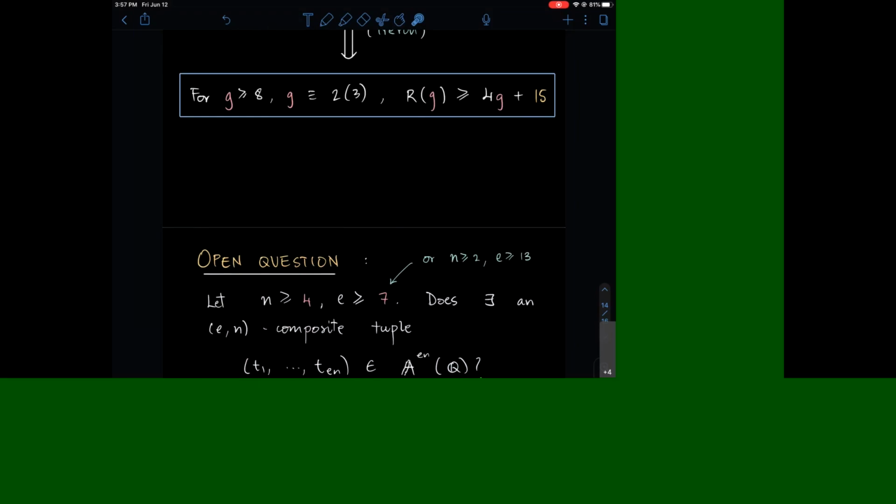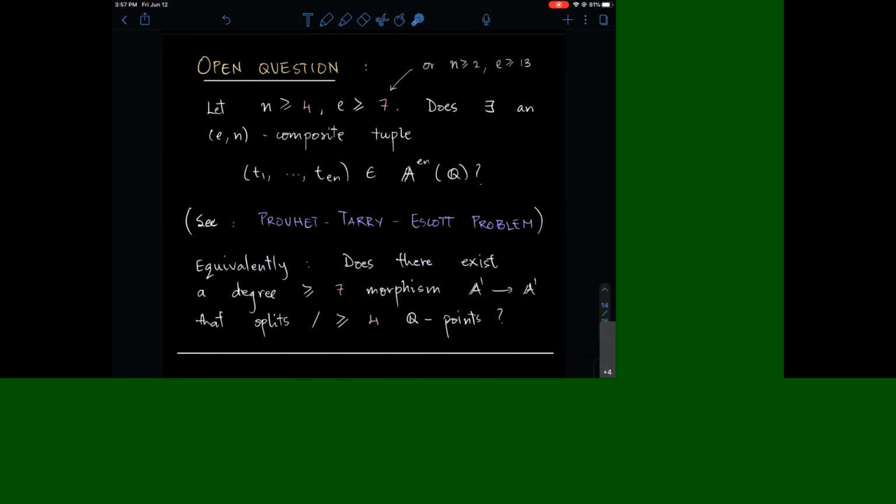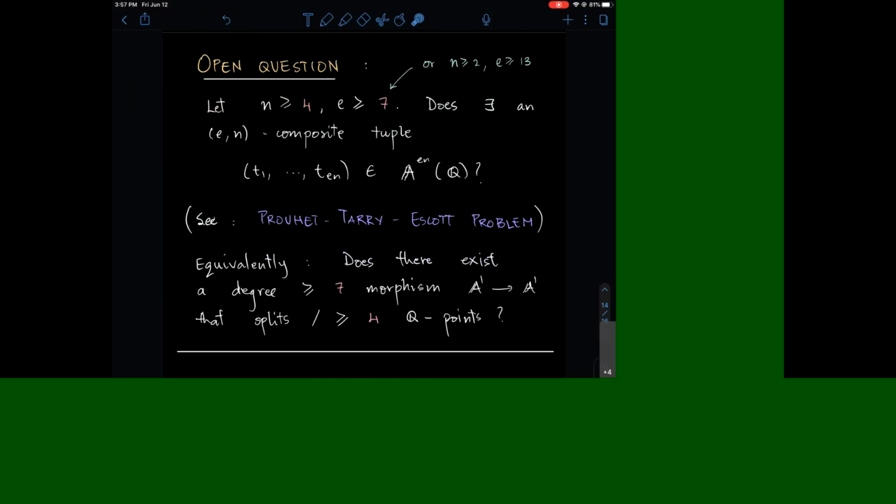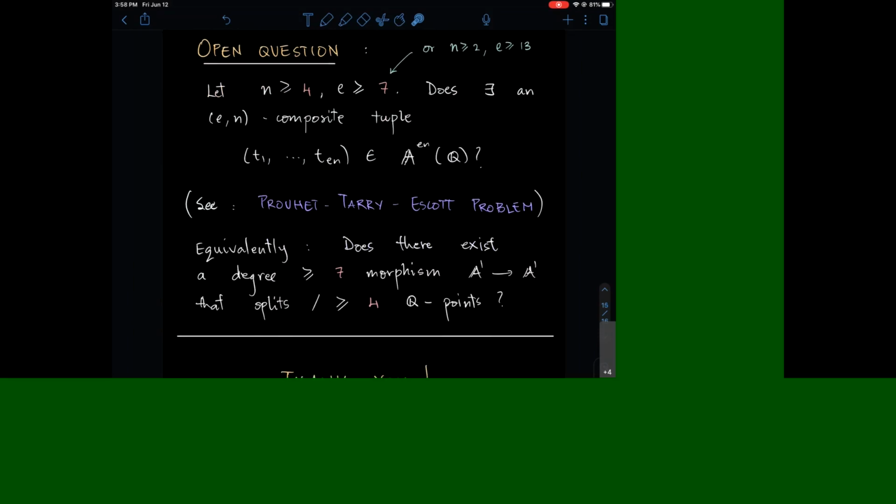And I believe I'm out of time, so I'll just leave this slide open, which is, if you find a positive answer to this open question, then you have a very good chance of improving these bounds. And if you actually find a rational variety's worth of positive answers to this question, then you would stand to improve that R of G bound even further. And this is related to a classical problem of Diophantine geometry, which is super interesting and natural.